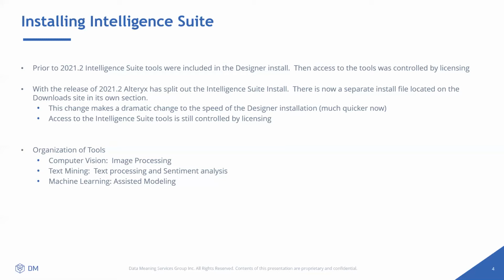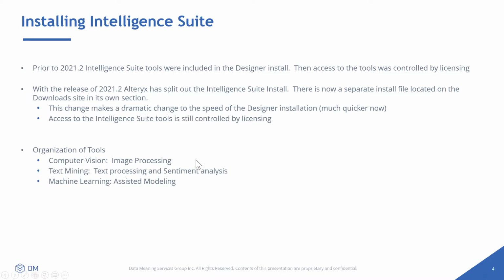All right, and also with 2021.2, they've reorganized the tools in Intelligence Suite. Where before they had everything in two palettes, text mining and machine learning, now they've added a third one, computer vision. And that's also what we're going to be looking at a little bit later today. But they split out the image processing from the text processing and sentiment analysis features and functionality.